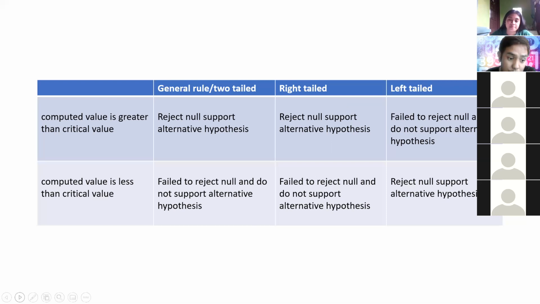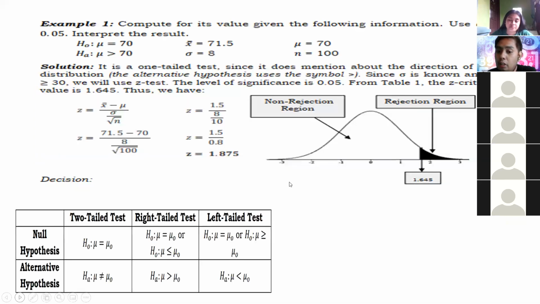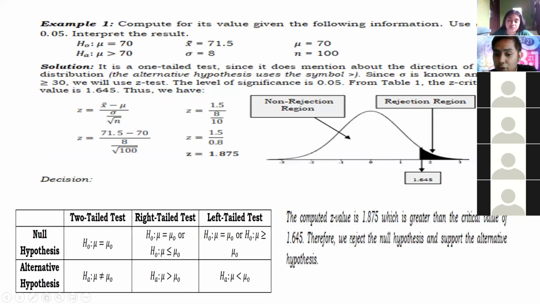So, tingnan natin kung tama. The computed value is 1.875, which is greater than the critical value of 1.645. Therefore, we reject the null hypothesis and support the alternative hypothesis. That's our answer. Reject null hypothesis and support alternative hypothesis.